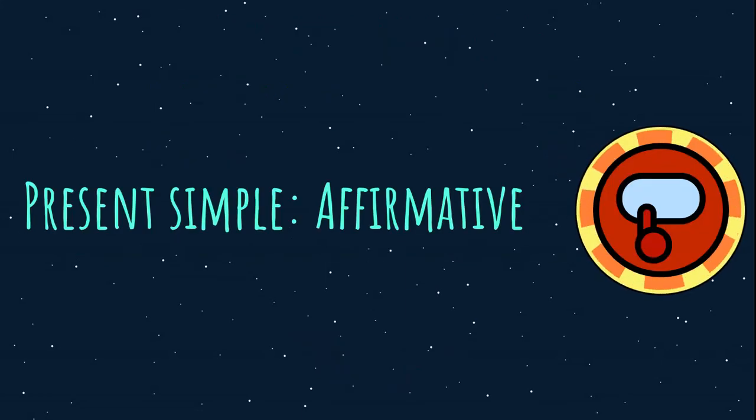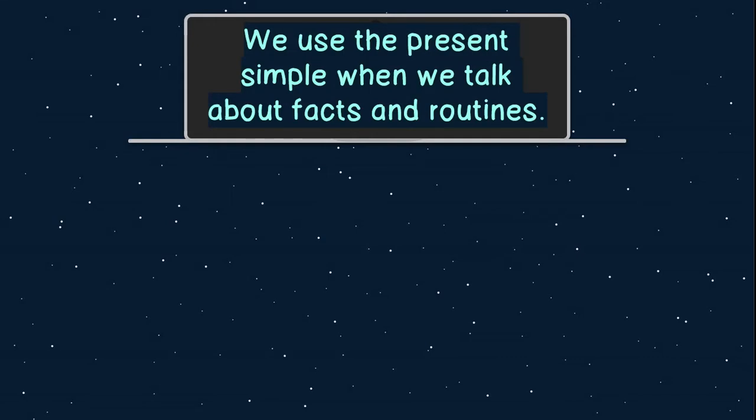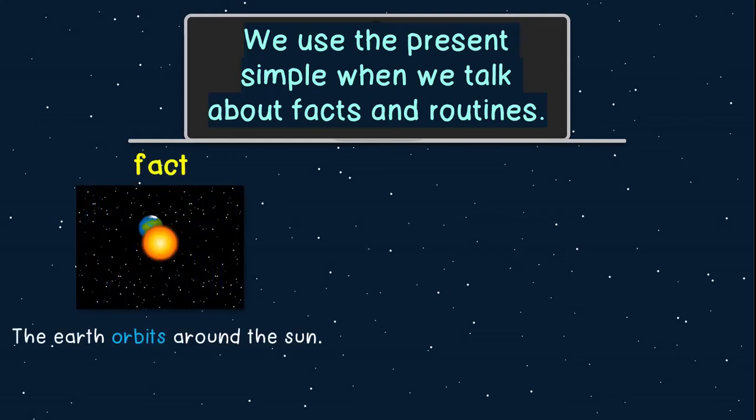Our topic today is present simple affirmative. We use the present simple when we talk about facts and routines. Fact. This is an example of fact. The earth orbits around the sun. In this sentence, orbits is the verb and this verb is in present simple.